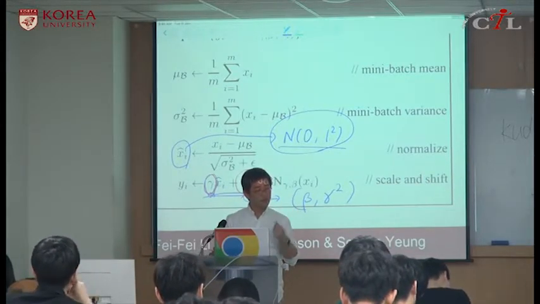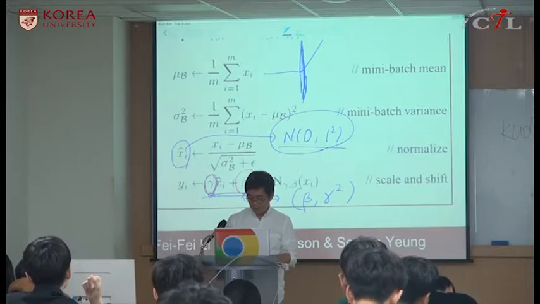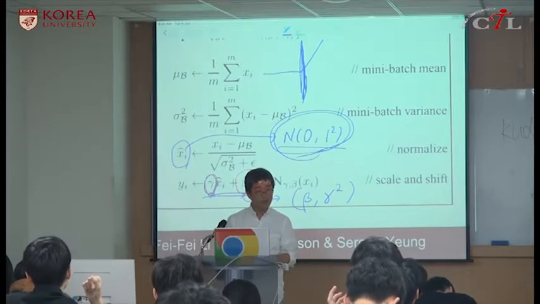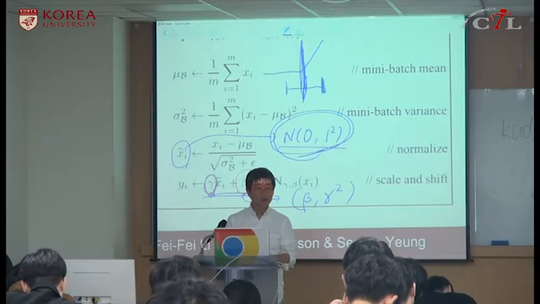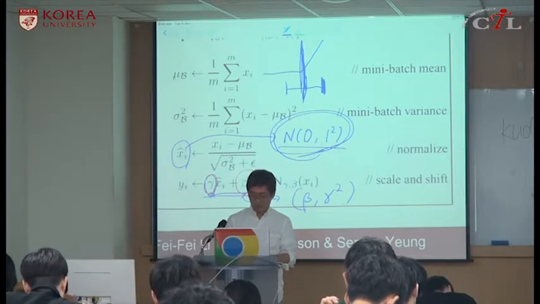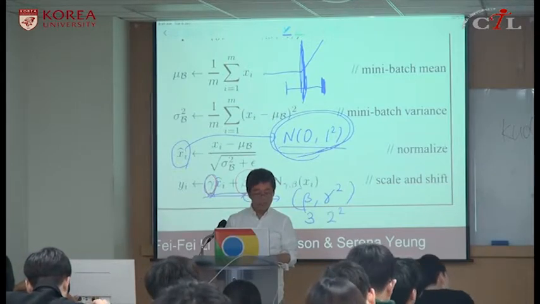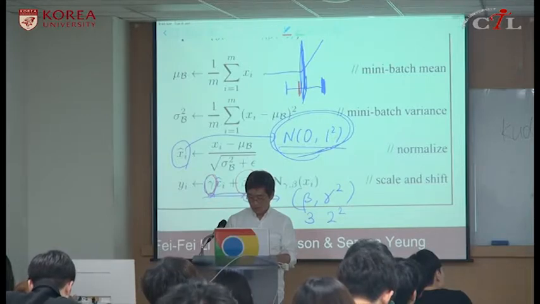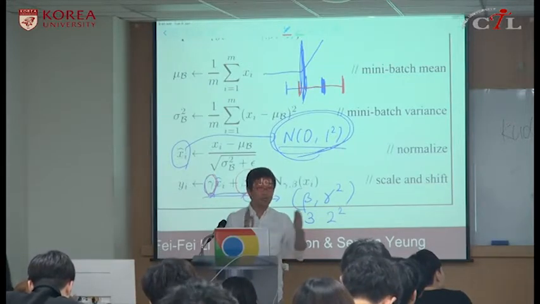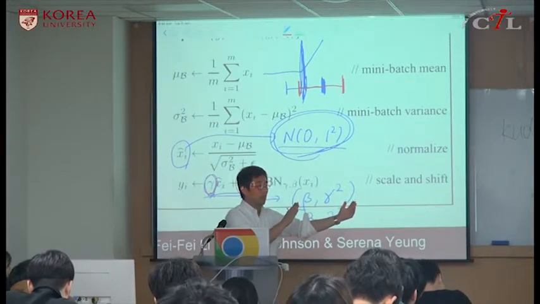And then what is the effect of that? For example, in the case of ReLU, I mentioned that we initially set the range of the input to the ReLU as being around this range, right? But suppose beta is 3 and gamma is 2. Then what is the corresponding range? The corresponding range will be something like this. So it got wider and then it shifted to the positive region, right?